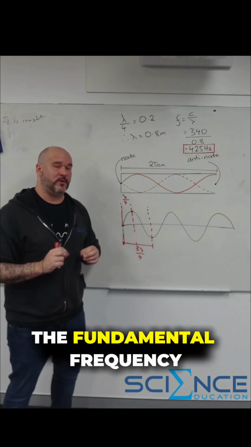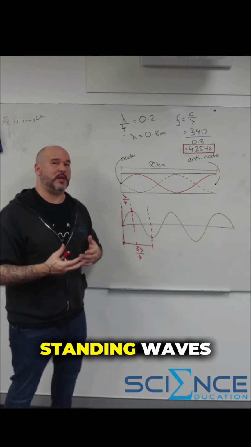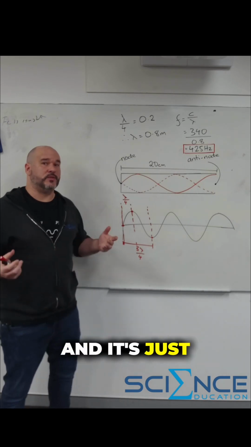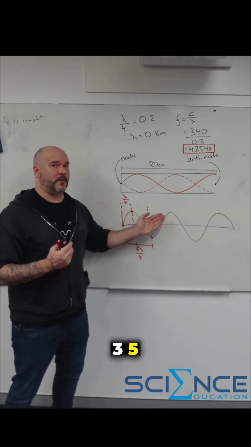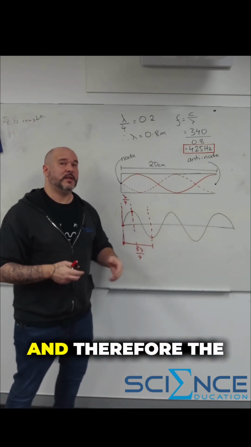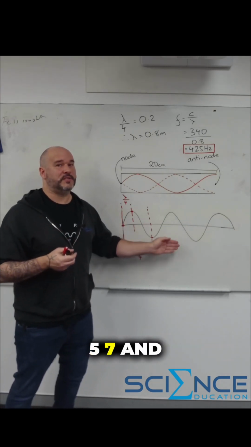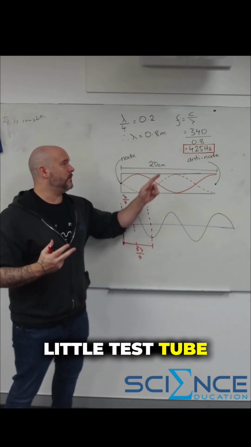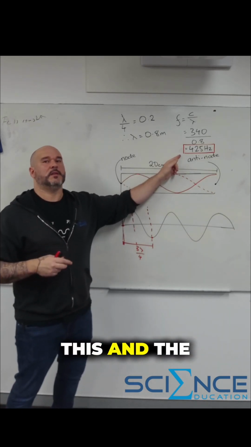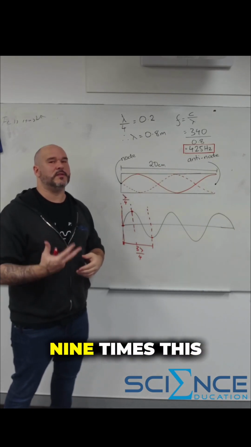Once you have the fundamental frequency, it's really easy to figure out the other frequencies that can be set up as standing waves inside our test tube. And it's just recognizing the number of wavelengths required goes up by a factor of 3, 5, 7, and 9. And therefore the frequency also goes up by a factor of 3, 5, 7, and 9. So the second lowest frequency that can be set up inside my little test tube is 3 times this. And the third one is 5 times this. 7 times this, 9 times this.